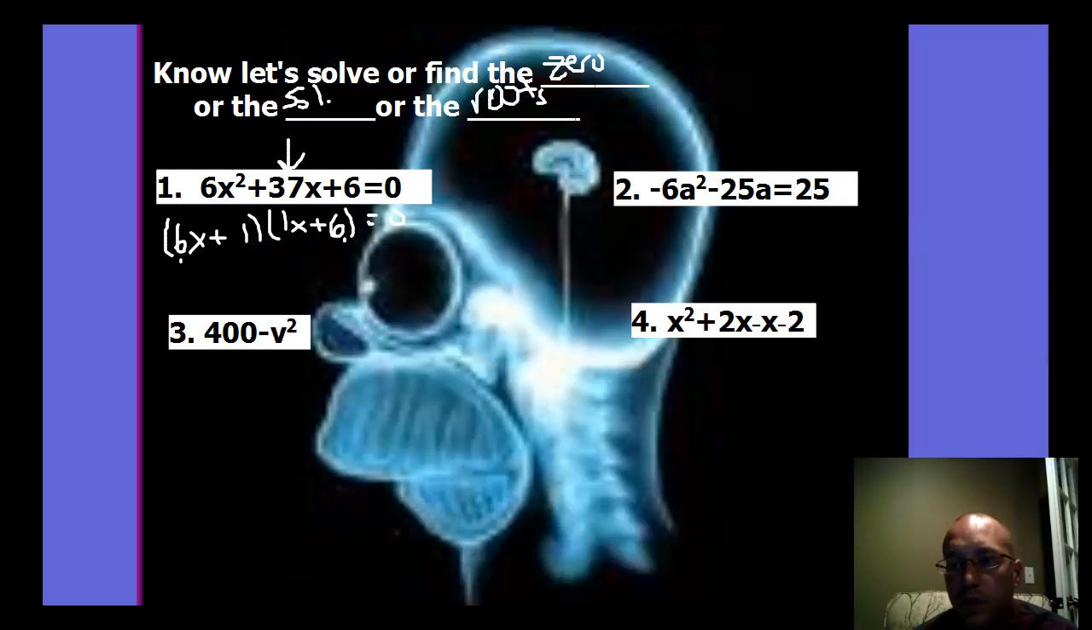We're not done though. We still need to find our zeros, so we set each of these equal to 0. So for this one it's going to be -1/6. And then for this one, x is going to be, if I subtract the 6 divided by 1, -6. So those are the two solutions for that problem. For this one, we're not in the form yet because it has equal 25. We have to get in standard form, which means we need to get 0 on one side. So let's subtract 25. Now we can factor it.